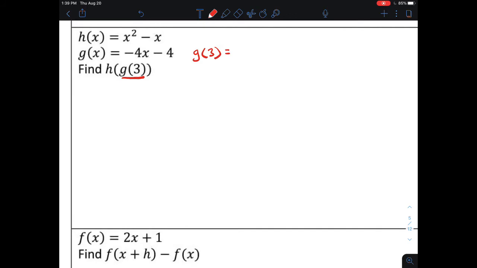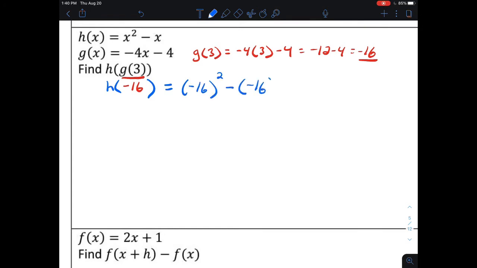So g of 3, I put in 3 where all the x's are, and I evaluate. It gives me negative 16. And so that negative 16 is inside of h. So I want to turn around and find h of negative 16, and evaluate.